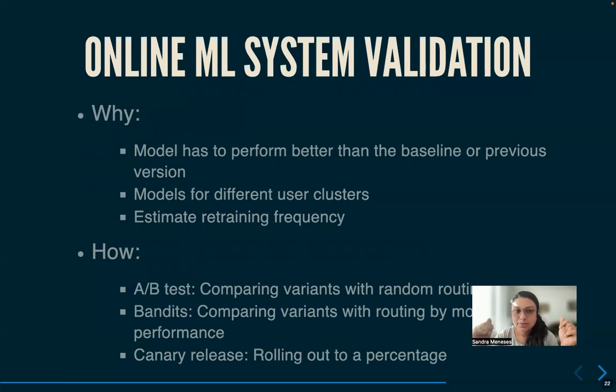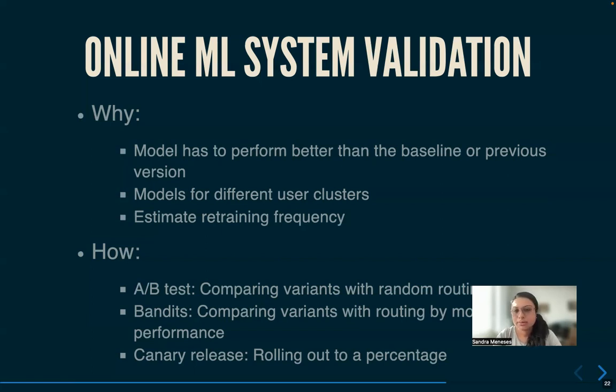Additionally, in many cases, it's the best practice to do online evaluation. So while the model is predicting or giving, for example, recommendations to users, we can have some metrics to evaluate. This is done because we have to be sure that the model is performing better than a baseline if there was no model before, or better than the previous versions. In some cases, we also need to have different models for different clusters or different types of users. And sometimes it's also important to know how often we need to train the models.